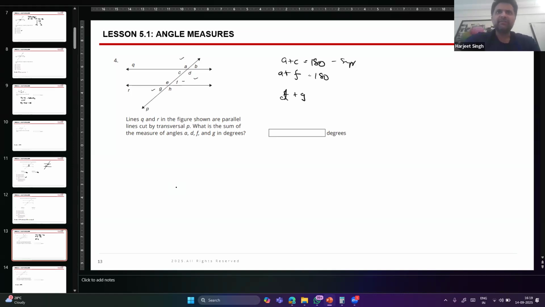Now D plus F is equal to 180. Supplementary angles. D plus F. And F is equal to G. So D plus G is also 180. So the total of these two is 360.